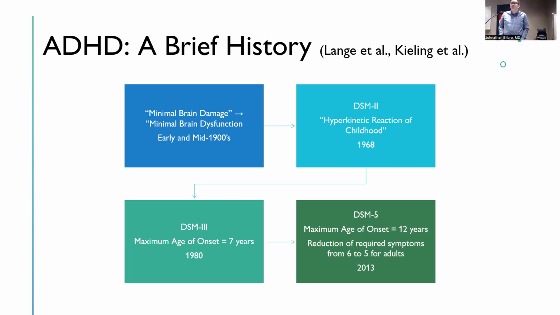So if you had a child that was hyperactive, had trouble sitting still, fidgeted too much, anything of that nature, then the assumption was that there must be some kind of underlying insult to the brain. Most of the symptoms at the time that described this minimal brain damage were consistent with DSM criteria of ADHD today.